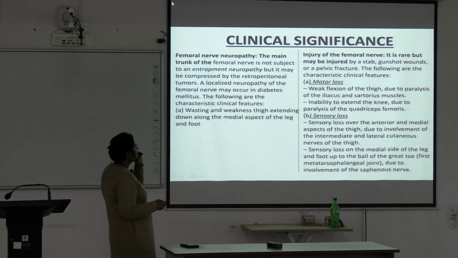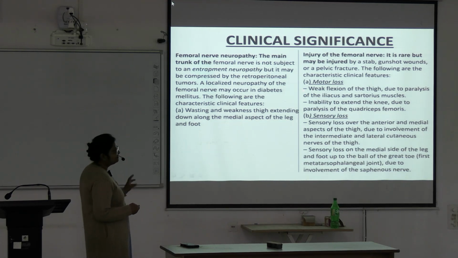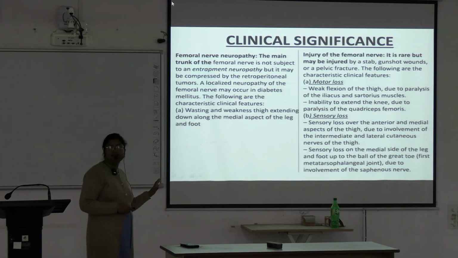An injury of the femoral nerve is rare but it may be injured by stab injury, gunshot wounds or a pelvic fracture. And the following are the clinical features. There will be motor loss, weak flexion of the thigh due to paralysis of iliacus and sartorius, inability to extend the knee due to paralysis of quadriceps femoris, okay. So the supplying area of the femoral nerve is very important.